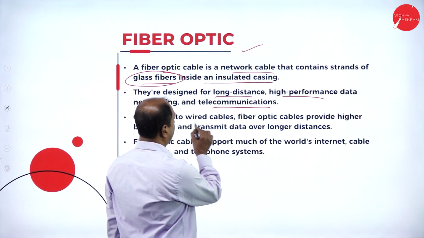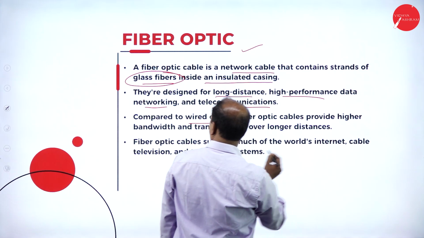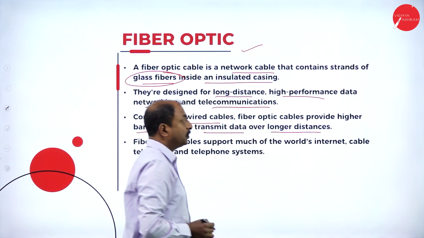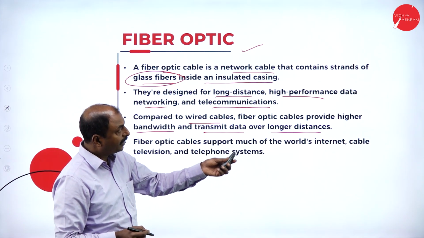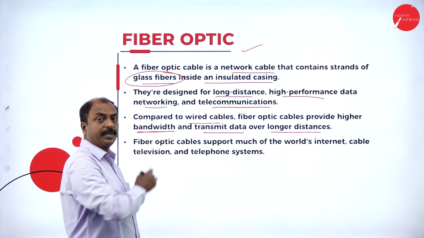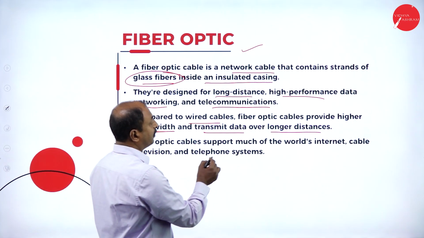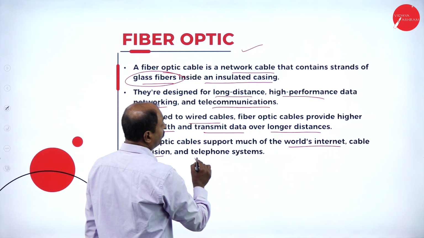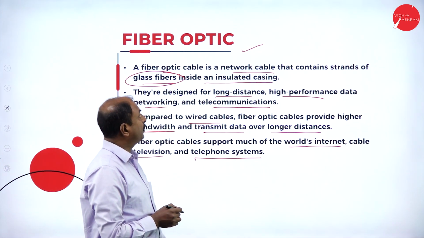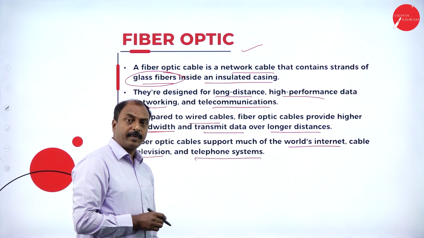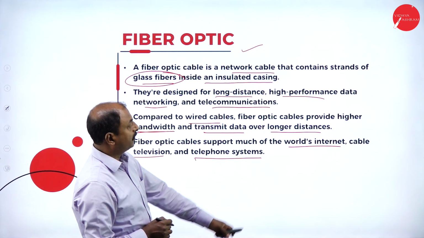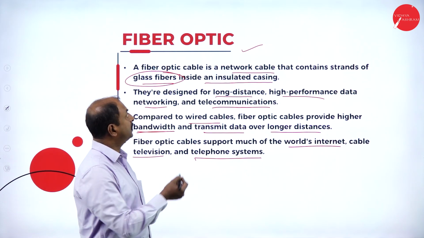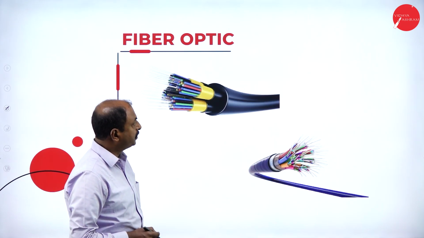Compared to wired cables, fiber optic cables provide higher bandwidth and transmit data over long distances. It transmits data at a very high rate and also provides higher bandwidth capacity. It supports much of the world's internet and cable television and telephone systems. Today, the most common applications of fiber optics are in the field of internet, cable television and telephone systems. So this is fiber optics. Now see the diagram of this.